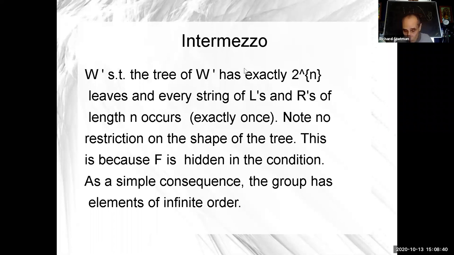So the intermezzo here is, note again, I say there's no restriction on the shape of the trees because F is somehow being hidden in the condition. The group F is in here, and you can change any one tree to any other tree. Another simple consequence of this is that the group has elements of infinite order. That's kind of easy to construct. You just think about the shapes of these things.